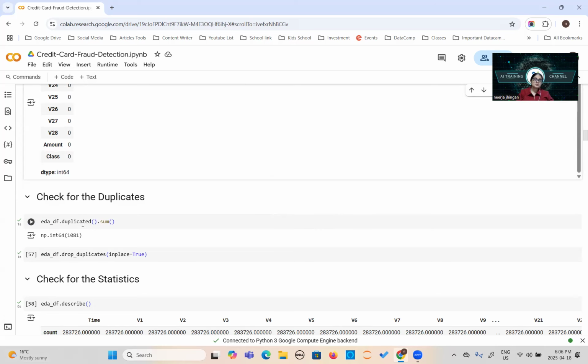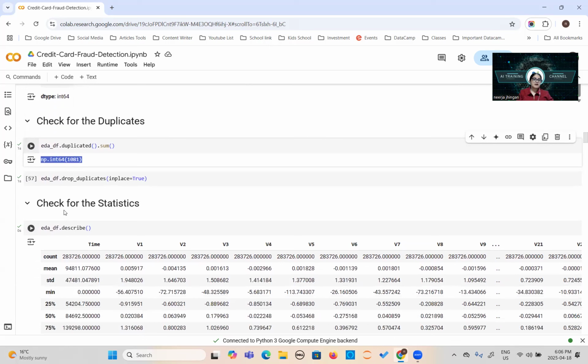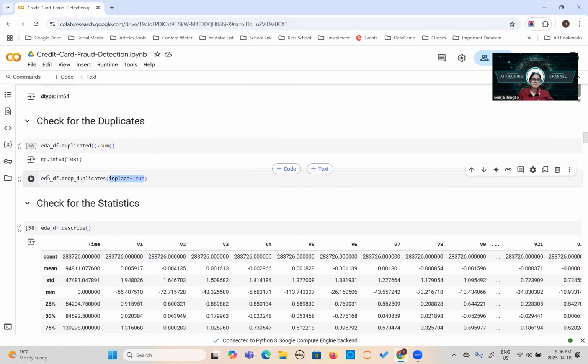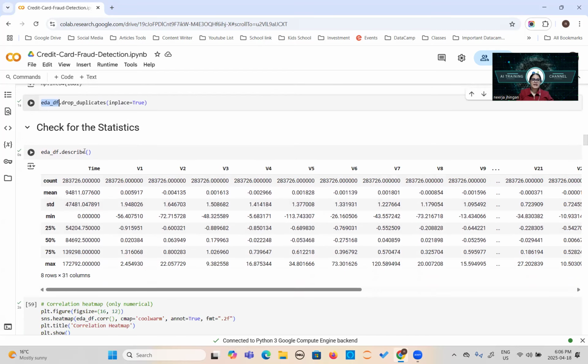Then we will use the duplicated method with sum. There are 1081 duplicate values. Now we will drop the duplicates. inplace equals True means I am permanently making changes in this data frame, because this is a copy, so I can manipulate it. If you drop the duplicates before the train test split, that is fine. There will be no data leakage. Then we will move ahead with checking the basic statistics.